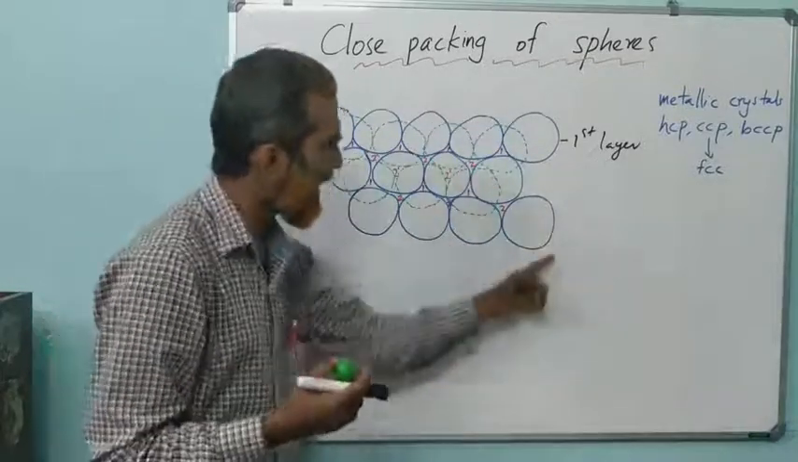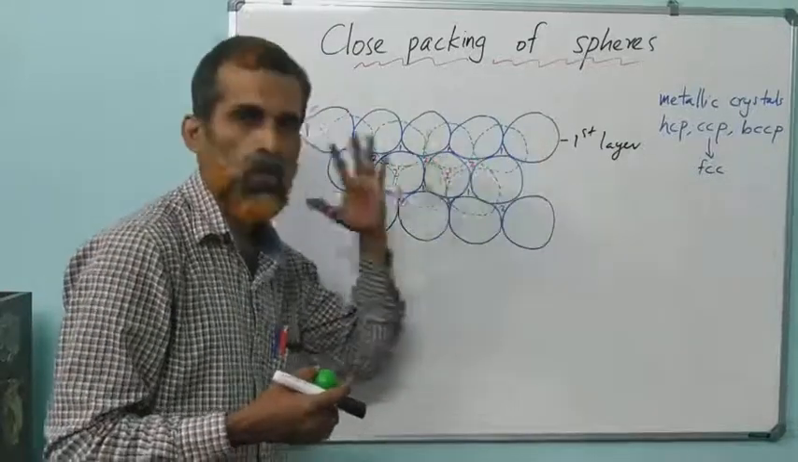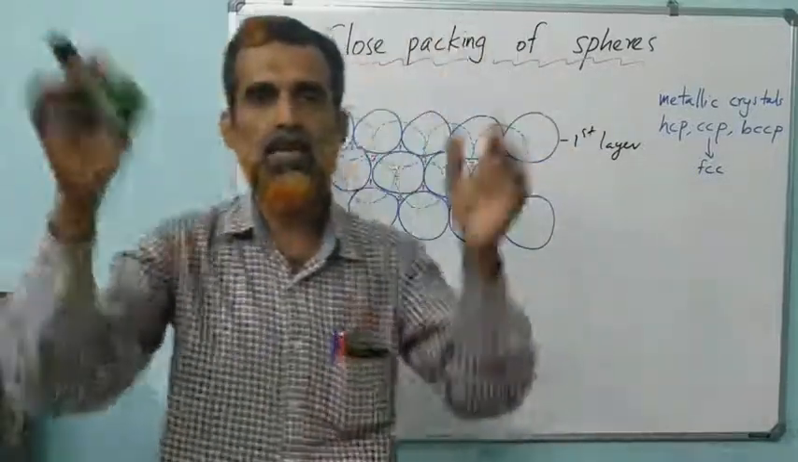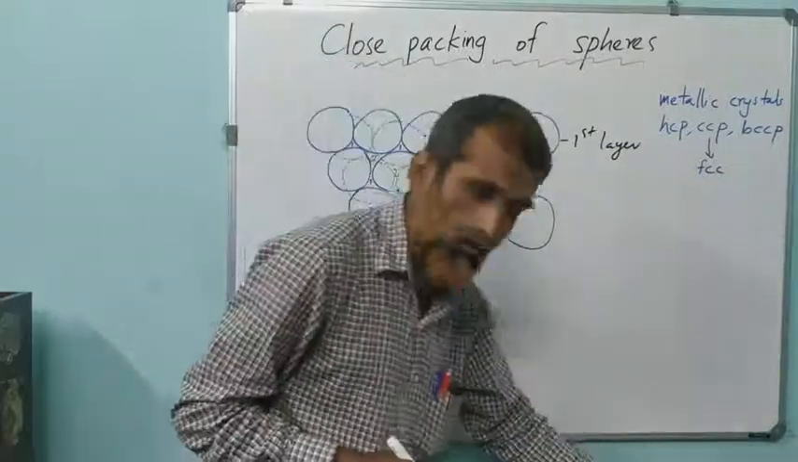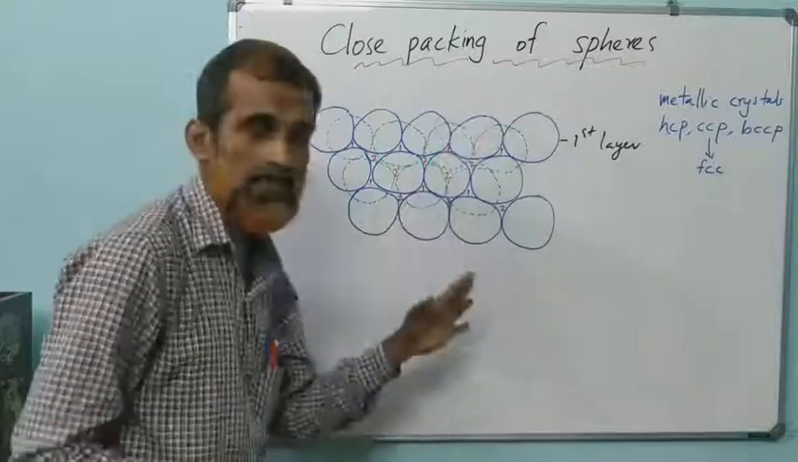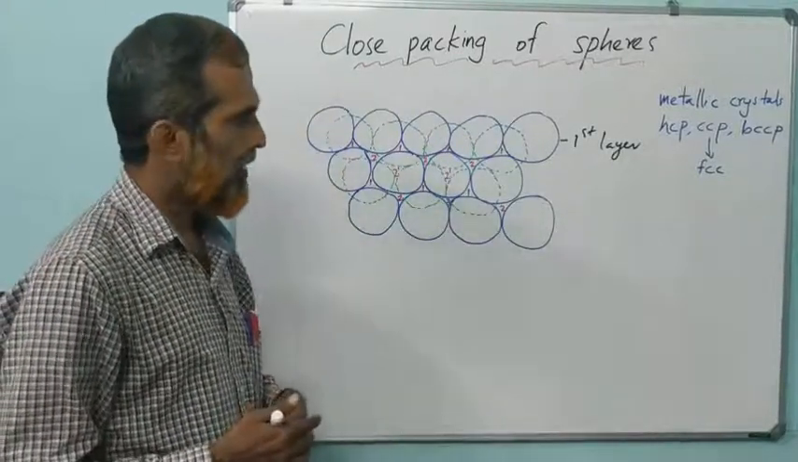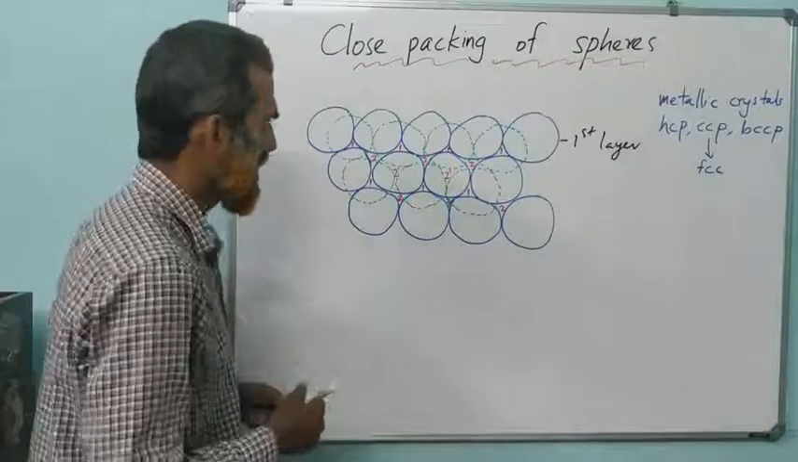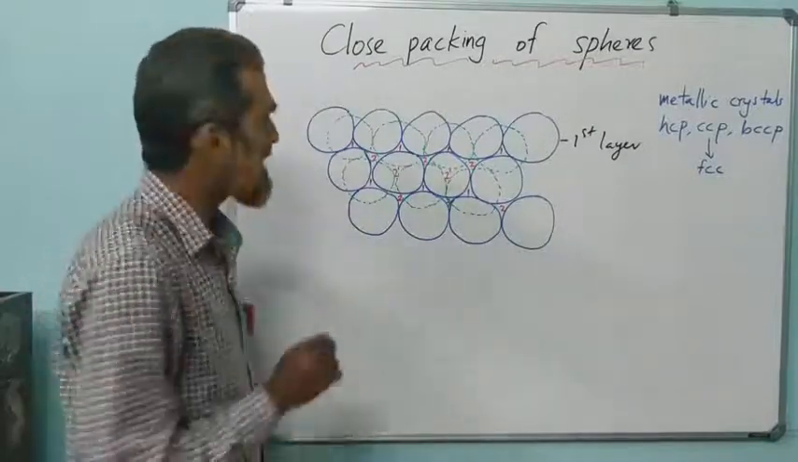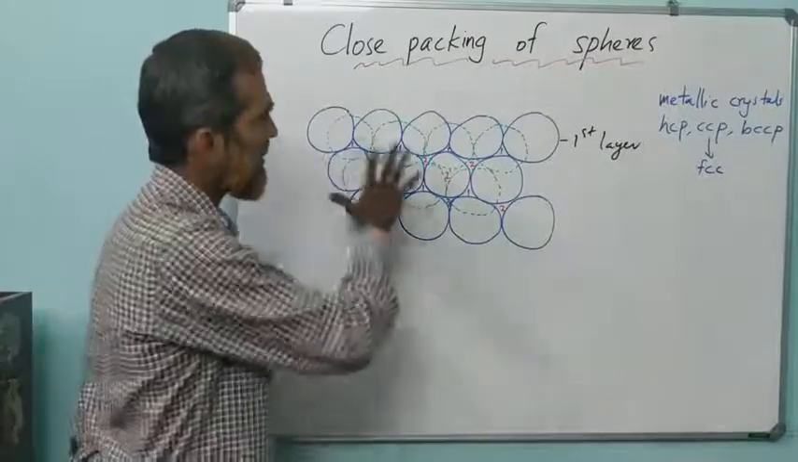So the blue layer is there. Above that we will keep the second layer, third layer, fourth layer, etc. That builds up the crystal. Now in all crystals, the arrangement of the first layer is like this. Okay, let us now consider the placing of the second layer. For that, you have to consider the depressions seen in the first layer.